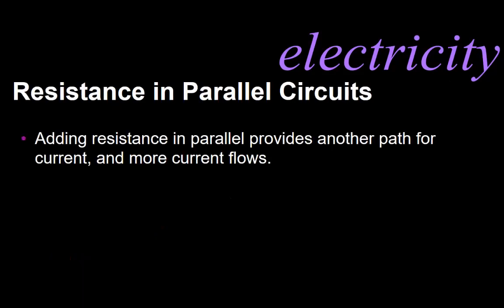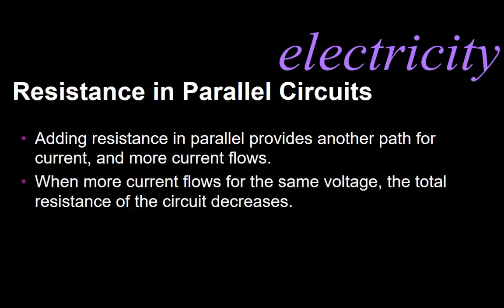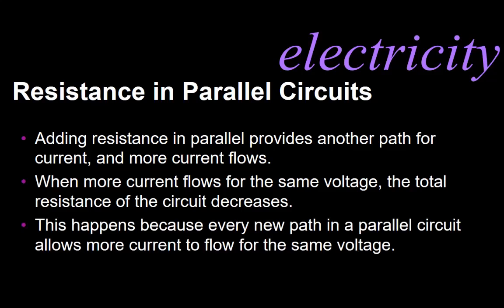Adding resistance in parallel provides another path for current, and more current flows. When more current flows for the same voltage, the total resistance of the circuit actually decreases. That's counterintuitive. And this happens because every new path in a parallel circuit allows more current to flow for the same voltage.